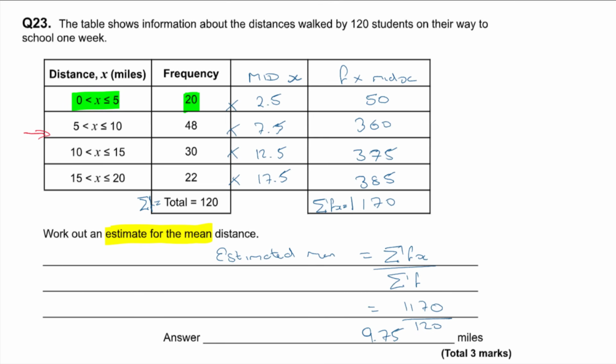So just think, is my answer sensible? If you have a look at there, you know, masses of people in the middle there. I think 9.75 looks very sensible as an answer. It's kind of in the middle of the distances everybody walked. Okay, so don't move on before you just think, is my answer sensible? And if it isn't, go back and check, because you've made an error.